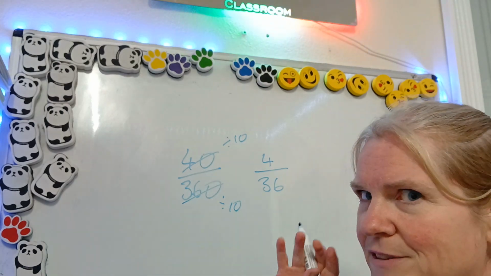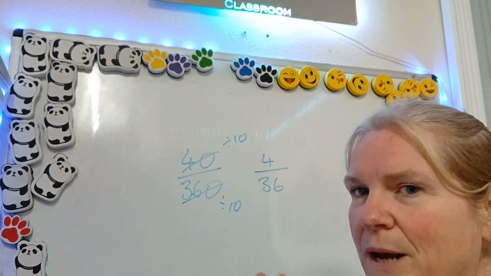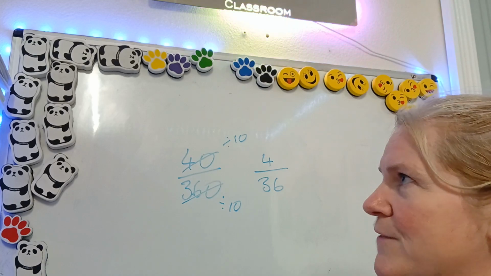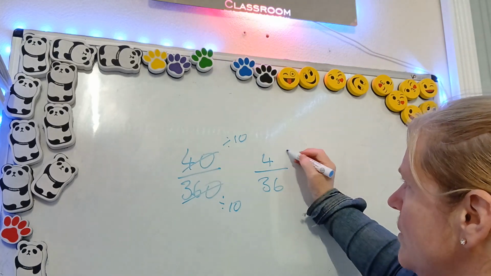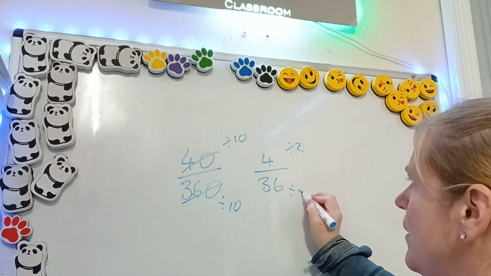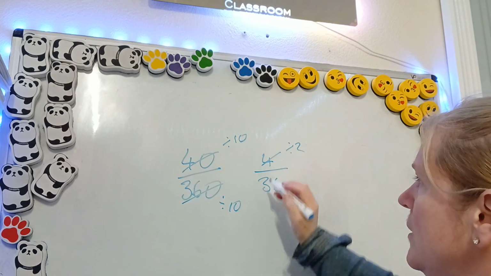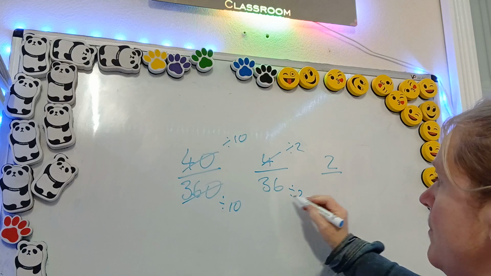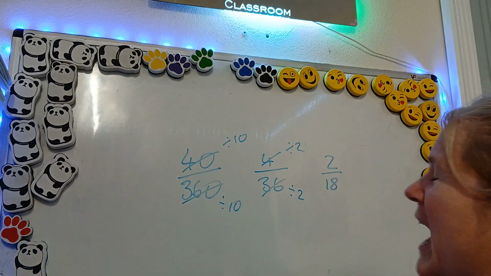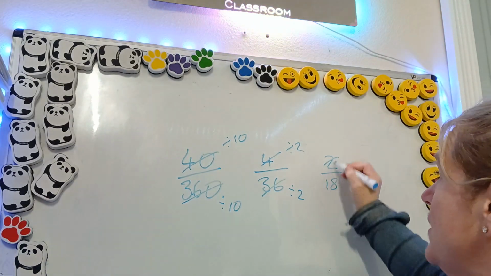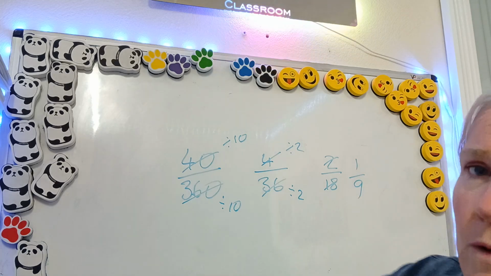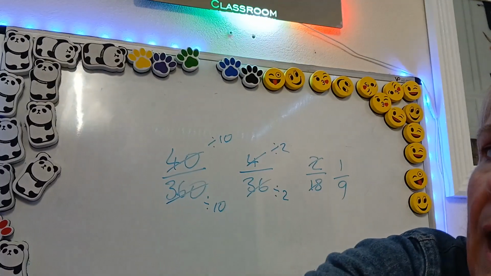Well, again, some of you will spot the obvious one here, but I'm going to stick with what's easier for some people. They're both even numbers, so I'm going to divide them both by 2. When I divide them both by 2, 4 divided by 2 equals 2. 36 divided by 2 equals 18. And then I know they're both even numbers again, so I divide them both by 2 again, and you get 1 over 9.